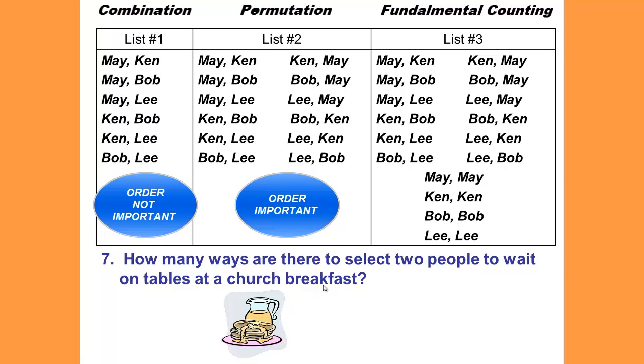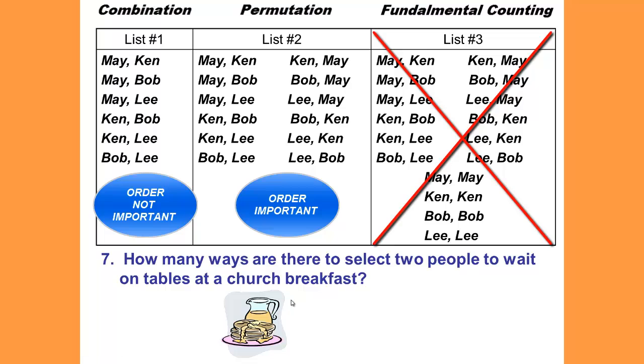And finally, we're getting to question number 7. How many ways are there to select 2 people to wait on tables at a church breakfast? Again, start with, can we have repeat selections? No, if you pick the same person, then you do not have two people to wait on the tables at breakfast. This tells us we're not using fundamental counting and list 3.